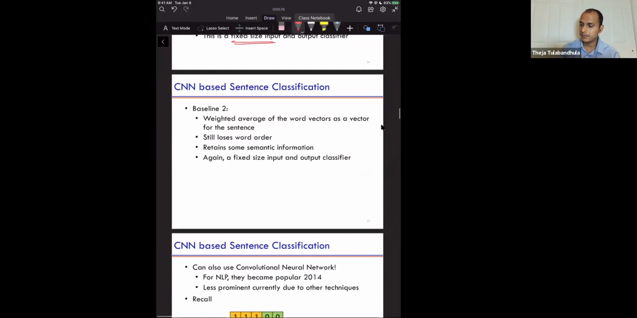So the next baseline, as well as the CNN-based solution, will need what are called word vectors. For now, I haven't told you exactly what word vectors are. We're going to talk about it at length pretty soon.